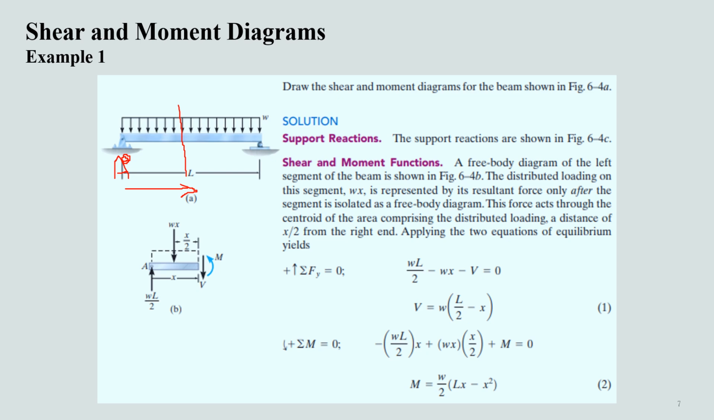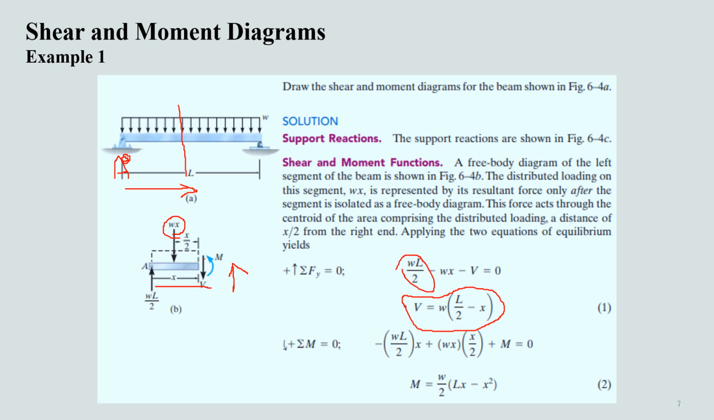Now to determine the shear force at this point x, we have to again take the summation of forces equal to 0. If we consider the upward as positive here, then wL by 2 will be positive, minus wx. wx shows the loading acting at the center of the segment of length x, minus V, where V is our shear force, that is the unknown force here. And by solving this equation, we have come across this relation for the shear force.